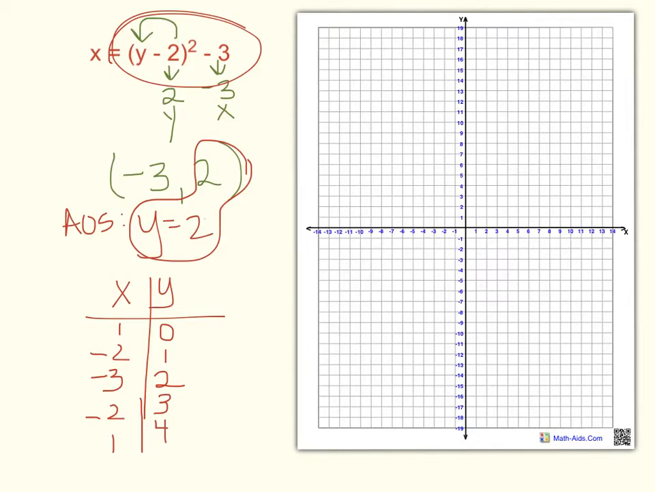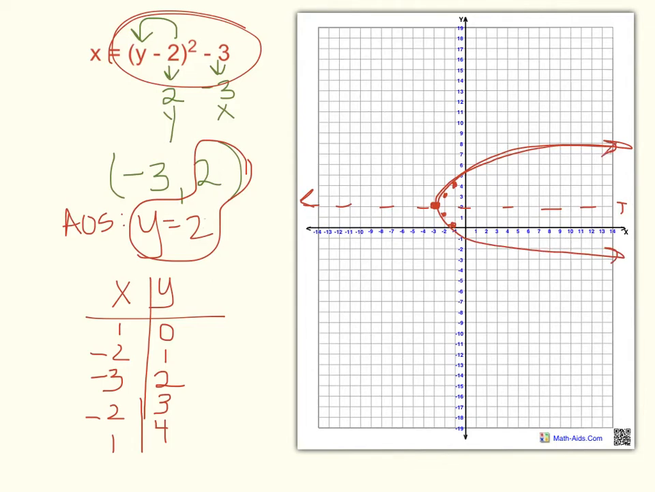So my horizontal axis of symmetry is up here at y equals 2. My vertex is -3, +2. It should be on the axis of symmetry. And as I'm graphing these points, I get 1, 0, and 1, 4. And I'm getting -2, +1, and -2, +3, making my parabola look like this. It is an inverted sideways parabola.